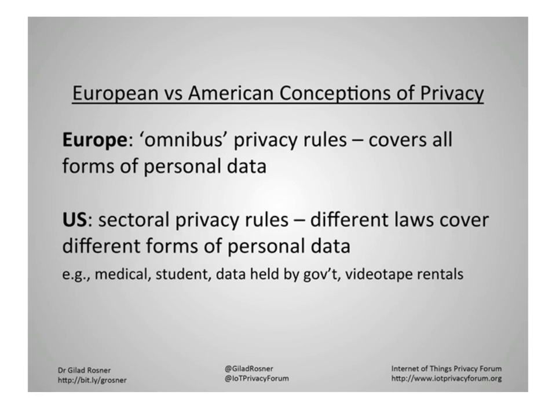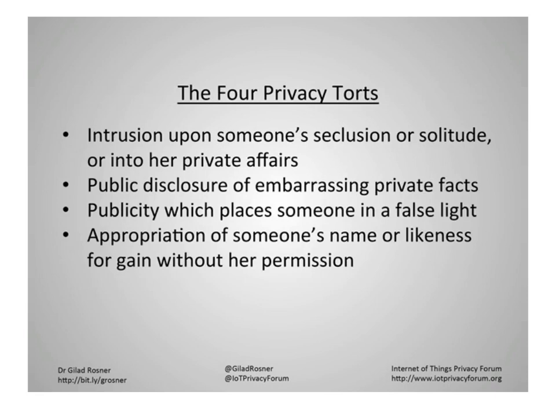In 1960, an American law scholar distilled four types of harmful activities that privacy rights addressed: intrusion upon someone's seclusion or solitude or into her private affairs; public disclosure of embarrassing private facts; publicity, which places someone in a false light; and appropriation of someone's name or likeness for gain without her permission.